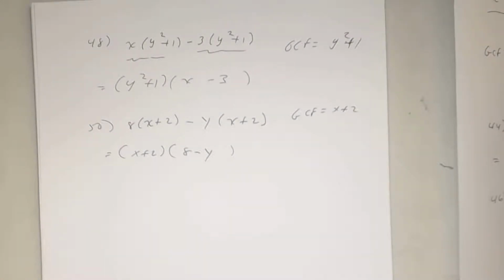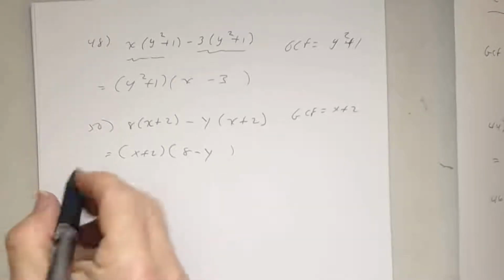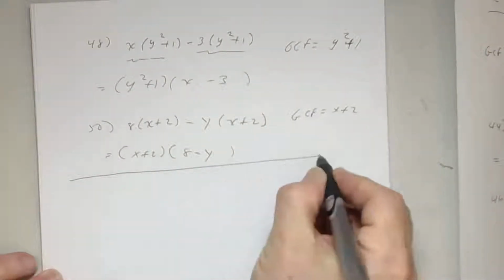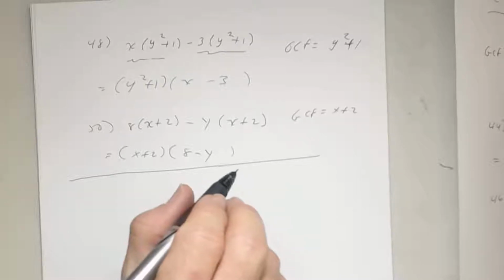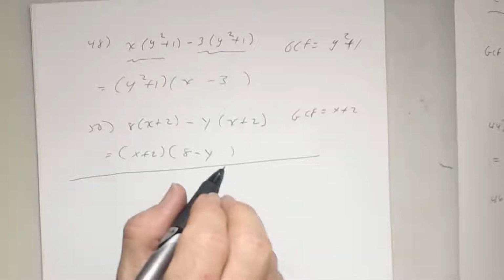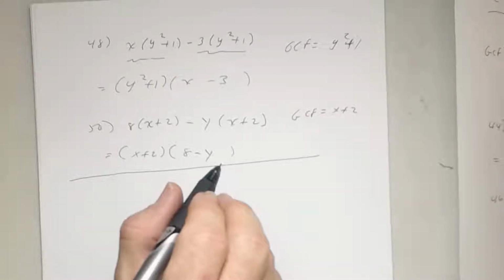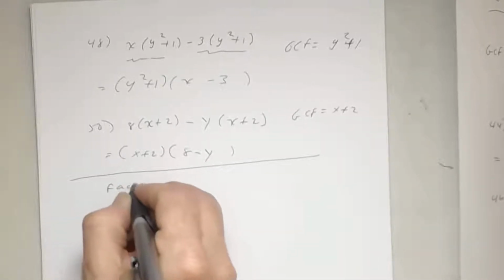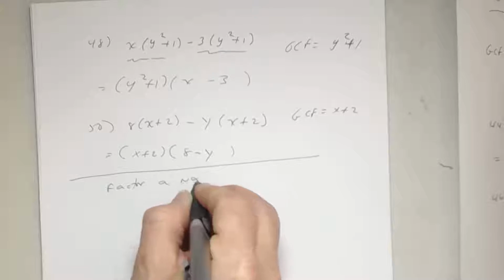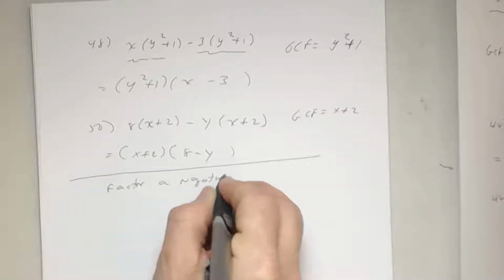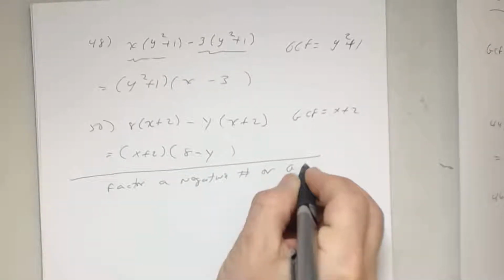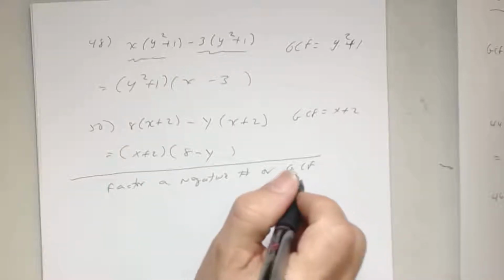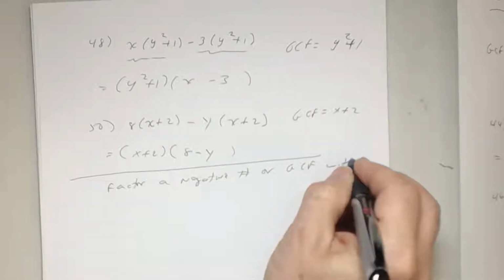Okay? All right. One of the things in my math lab they're going to ask you to do is something like 54. So let me tell you what the directions are. The directions in 54 say this: factor a negative number or GCF with a negative coefficient.